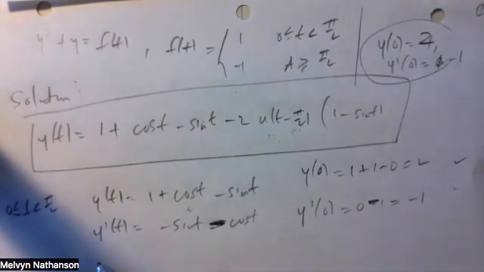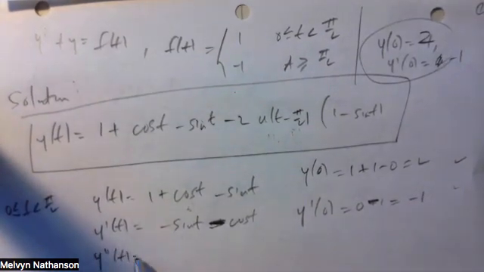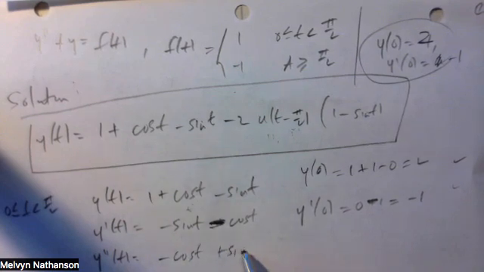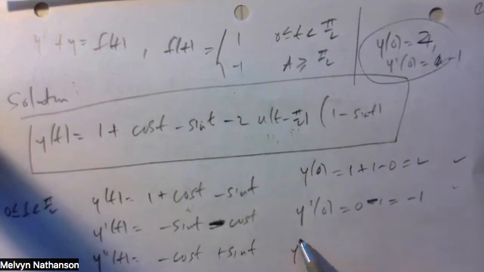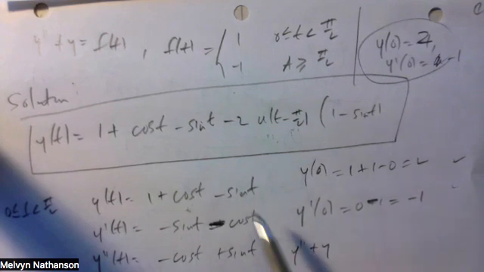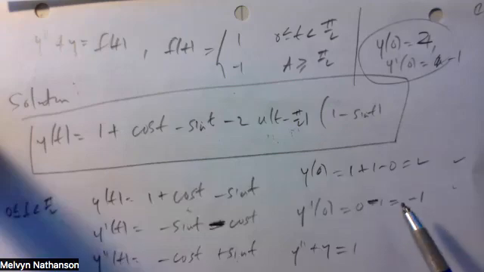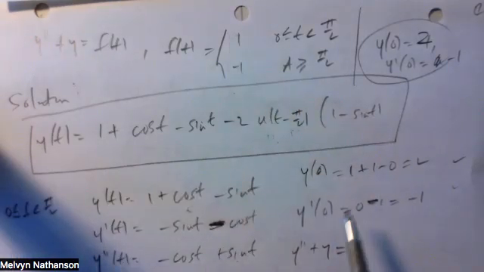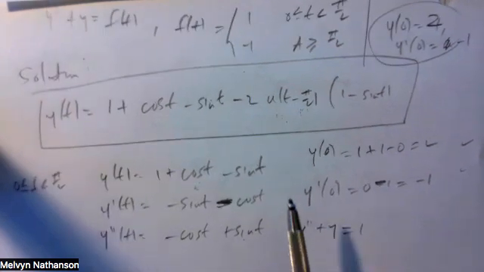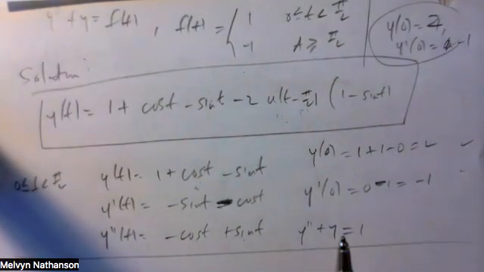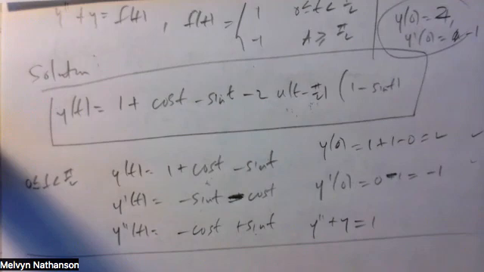And y double prime of t is minus cosine t plus sine t. So y double prime plus y, when I add these together, I get 1, which is exactly what I'm supposed to get for t between 0 and pi over 2. So that half of the solution works.